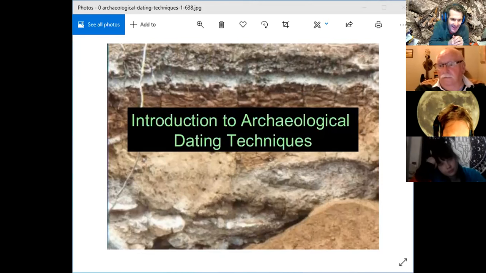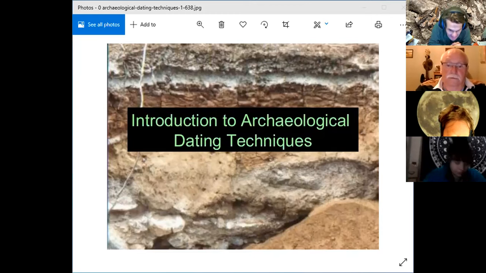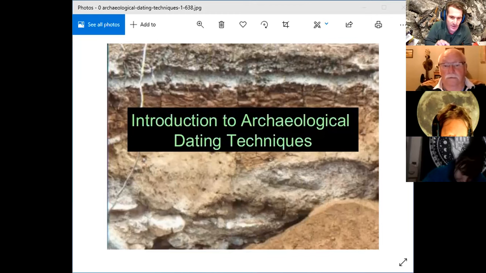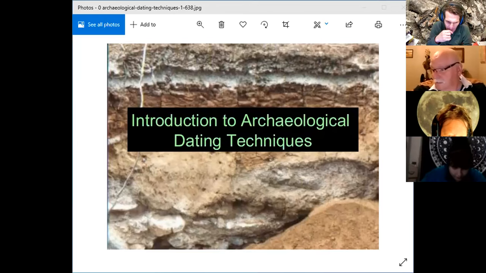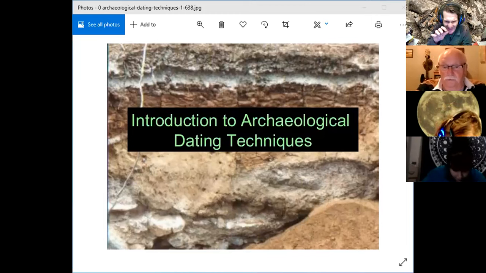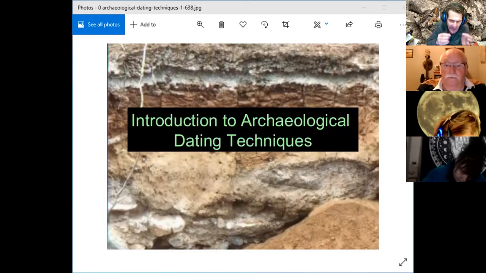There's another dating technique called thermoluminescence dating for dating inorganic materials, which works very similar to optically stimulated luminescence, which is the one that we're going to focus on. I'm going to leave out the thermoluminescence dating one when we look at pottery in the future. So optically stimulated luminescence is an absolute dating technique.